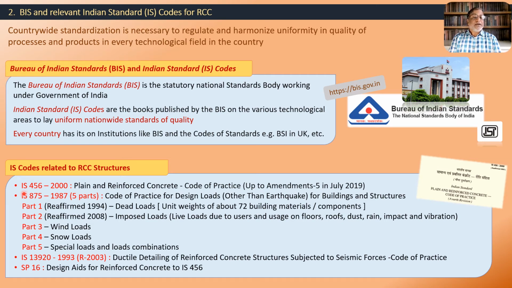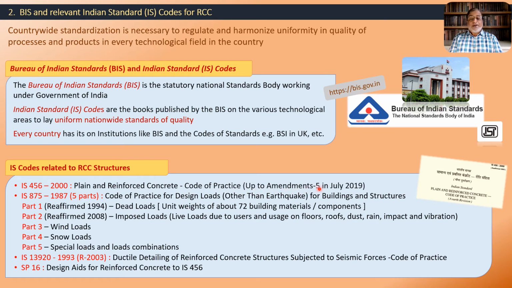So the first Indian Standard code for RCC structures is IS 456-2000. You know that this number is a typical number. Indian Standard 456, this 456 is a code which is directly related to RCC structures. So this is unique with the particular area of engineering. IS 456 is related to RCC structures. 2000 is the year of publication of this IS code. The title of this IS code is Plain and Reinforced Concrete Code of Practice.